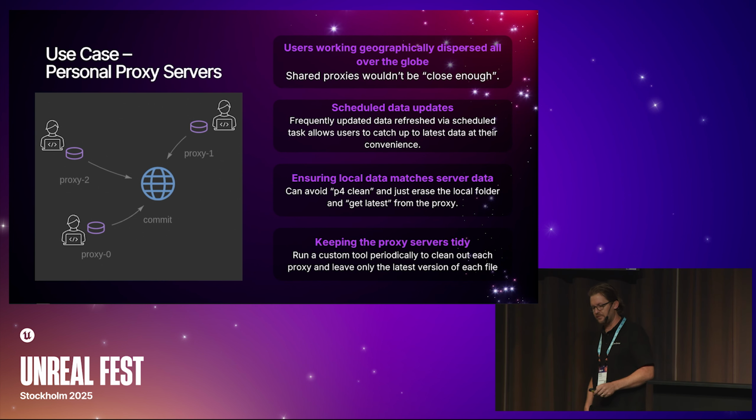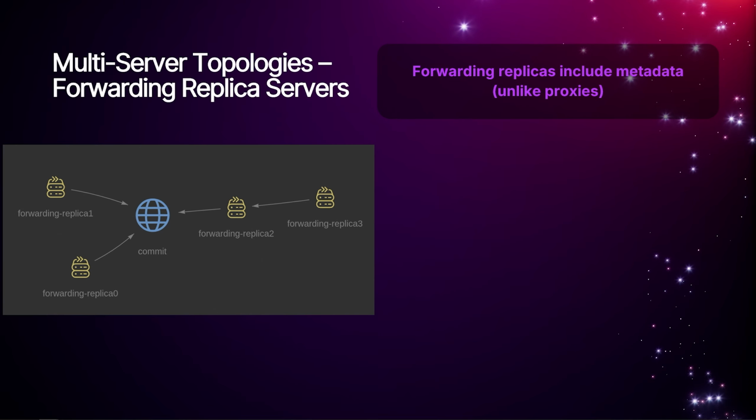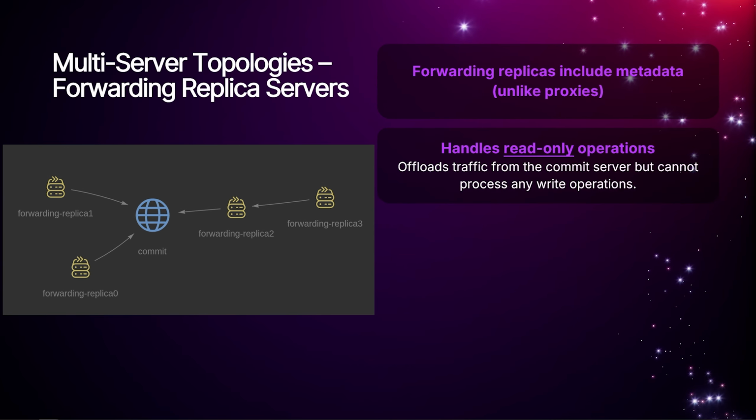Okay, so then moving on from proxy to the next one in the complication or the level of complexity chain is forwarding replicas. So again, here what you're going to see is that middle blue server can either be commit or standard still at this point, but forwarding replicas bring metadata into the mix. So unlike proxies where we're just talking about file content, now we're starting to talk about file content and metadata. But we are only talking about read-only operations.